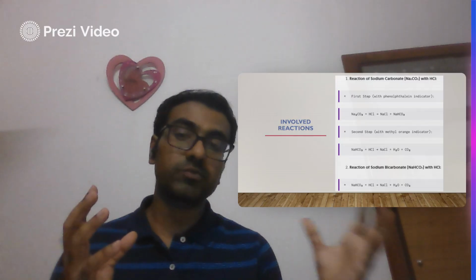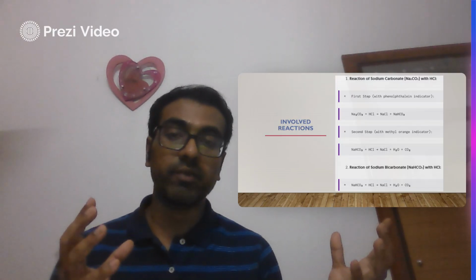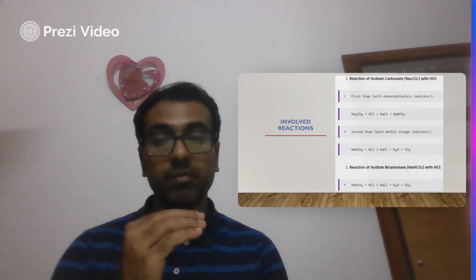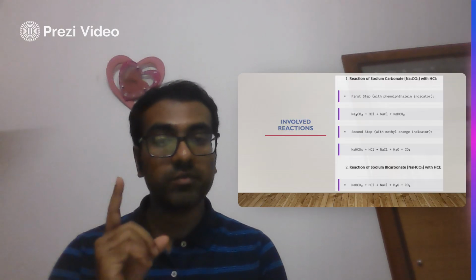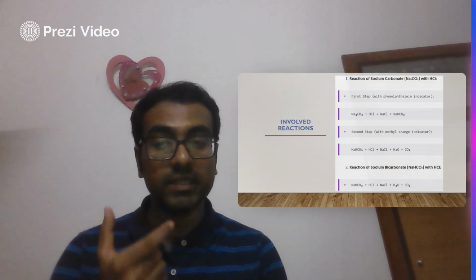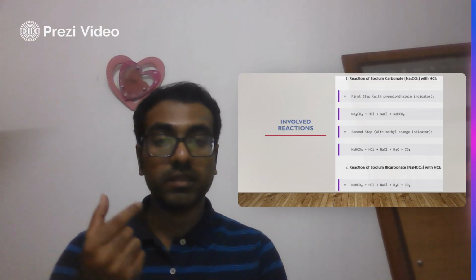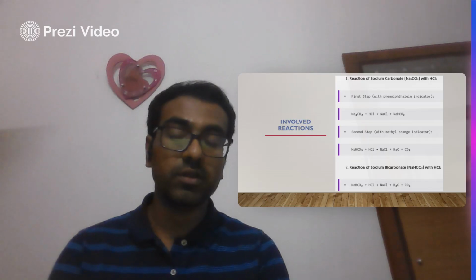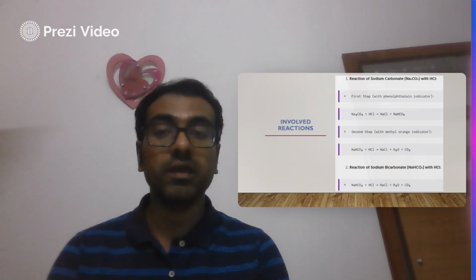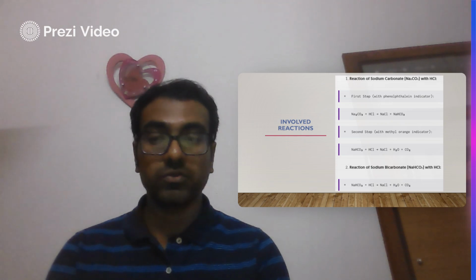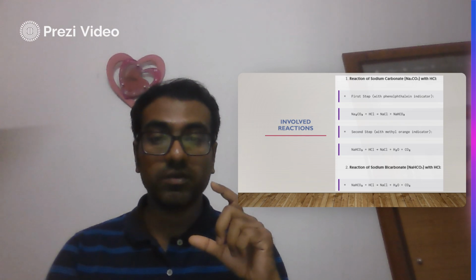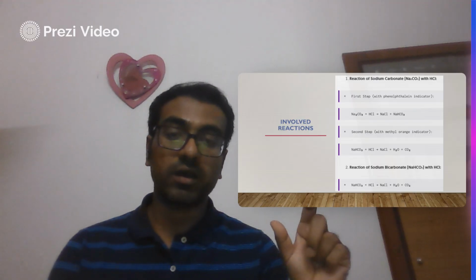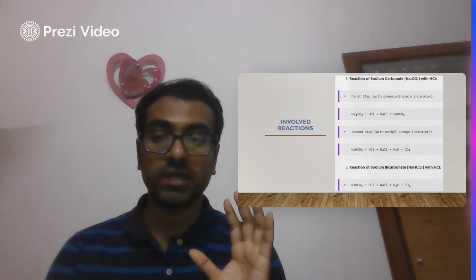Now remember, we already have some sodium bicarbonate that is there from the beginning. Whatever sodium carbonate we have is getting converted into sodium bicarbonate in the first step of the reaction. This transformation, from sodium carbonate to sodium bicarbonate, we can monitor by phenolphthalein. So this would be the first step of our experiment, where we monitor the transformation of sodium carbonate to sodium bicarbonate using phenolphthalein as an indicator.